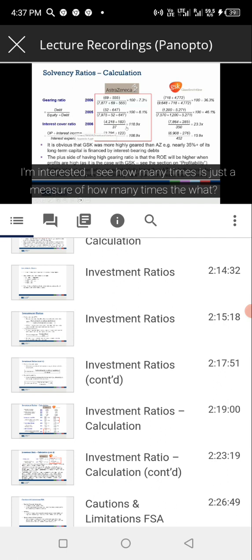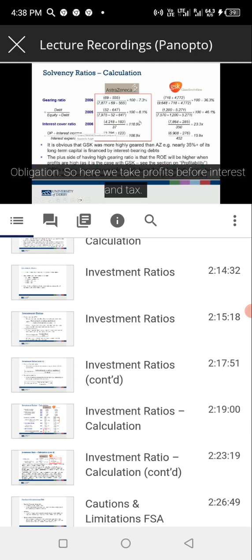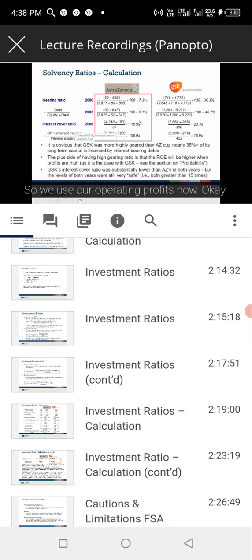And interest cover, you can see how many times. This is just a measure of how many times the profit covers the interest obligation. So here we take profit before interest and tax. So we use our operating profits now. Okay?